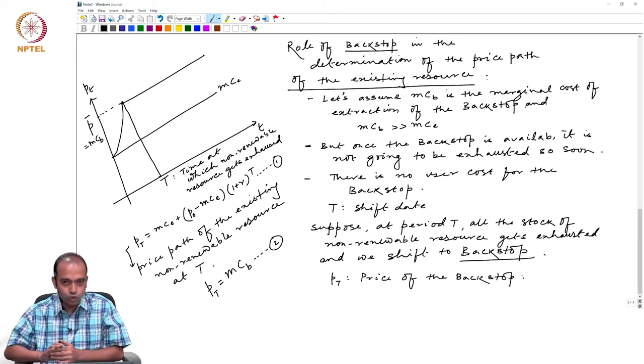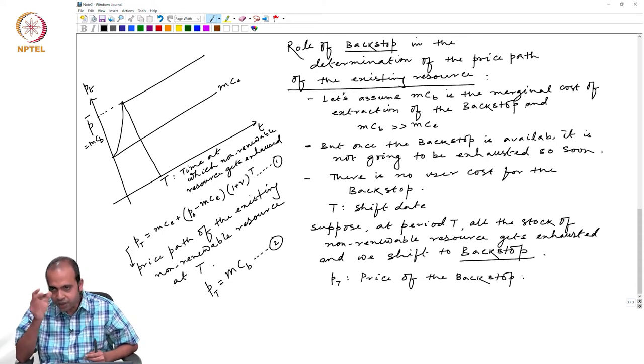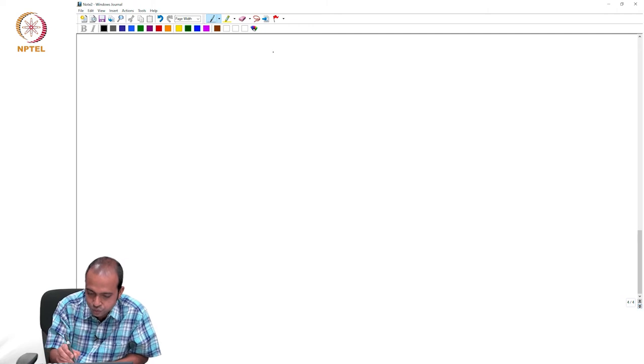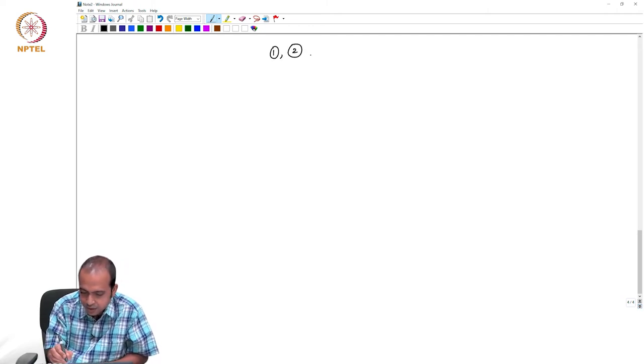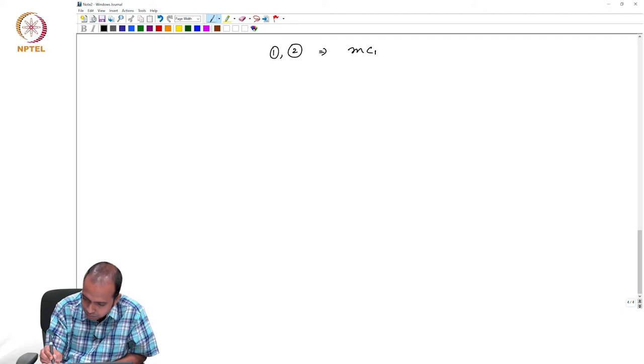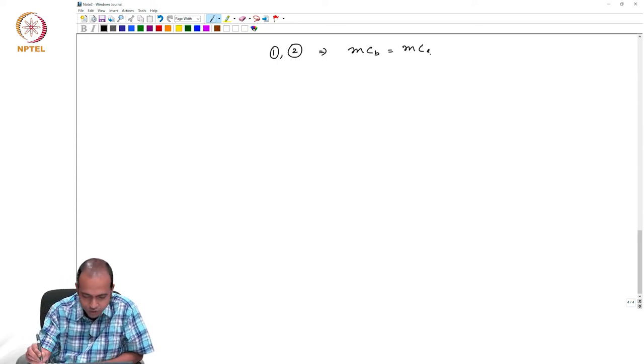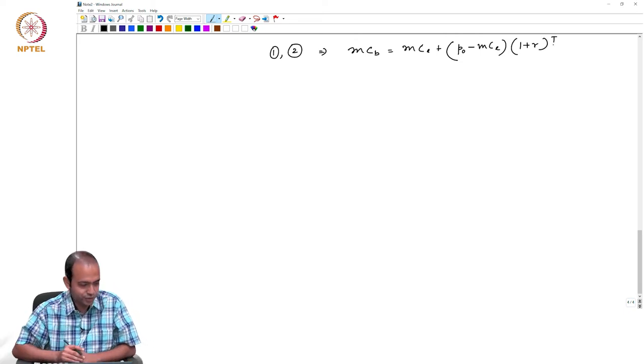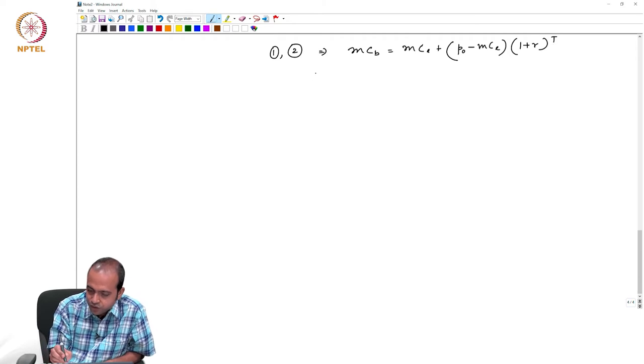Since equations 1 and 2 both are actually denoting the price behavior of the resource, we can equate equation 1 and 2. Okay? Equation 1 and 2, and then what you can get from equations 1 and 2, we can say that MCB equals MCE, the marginal cost of extraction, plus P0 minus MCE into 1 plus R to the power T. That is all. Okay?